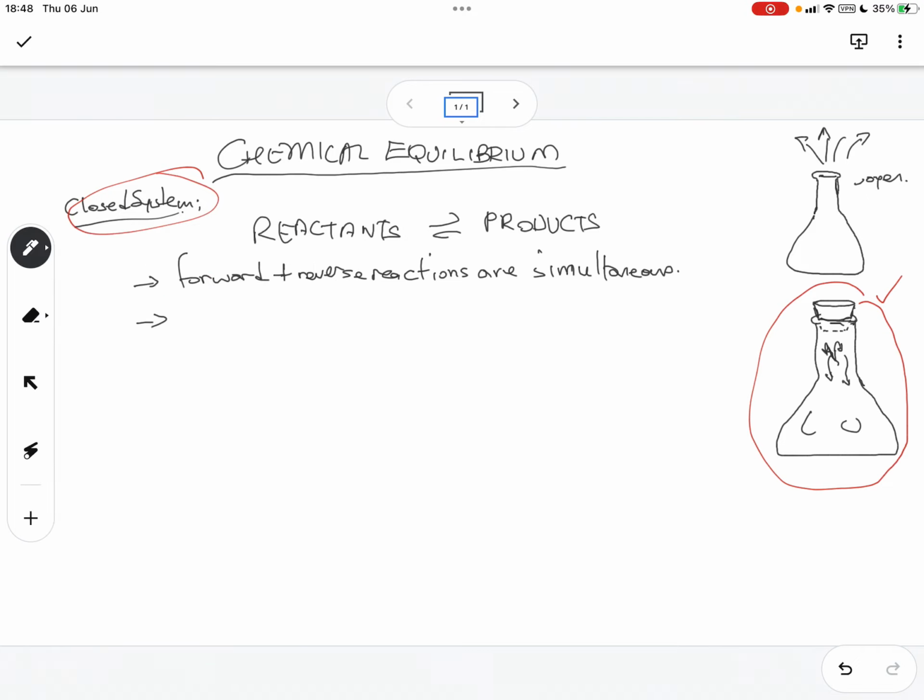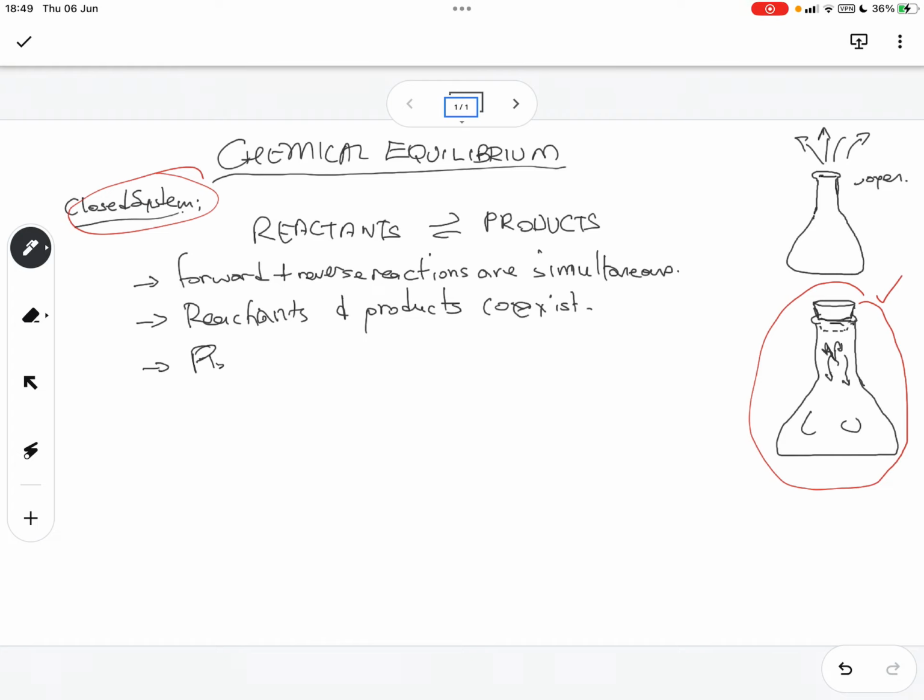So in a closed system, which is what we are considering, the reactants and products coexist. Yeah, reactants and products coexist.